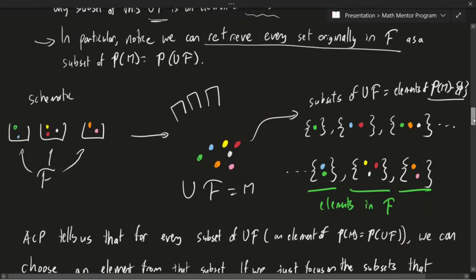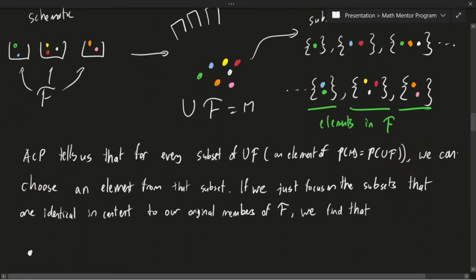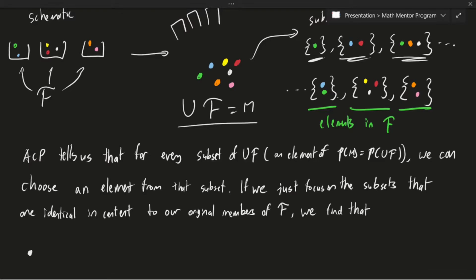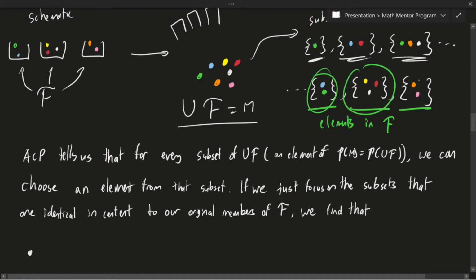Now, why is this important? The power set form of the axiom of choice tells us that for every subset of this union of F, which we called our M, we can take the power set, and the power set consists of all these guys. With each element in the power set, I can pick an element from that set. So in particular, that means I can choose an element from each of these guys. And that's exactly what I needed to show in order to show the axiom of choice. I just needed to show that from each of these individual baskets on the left here, I can go ahead and pick an element from that.